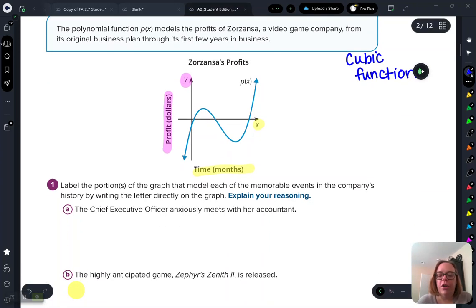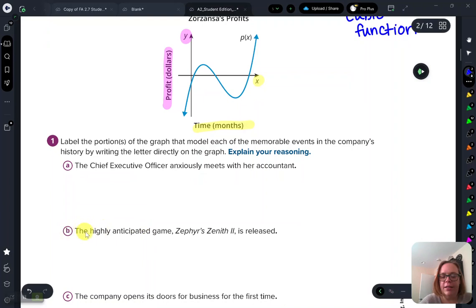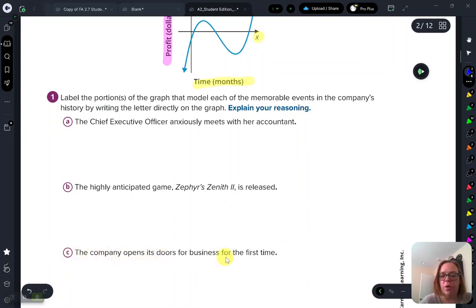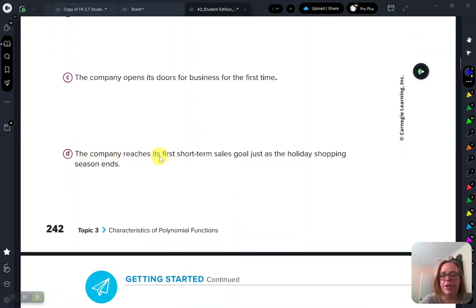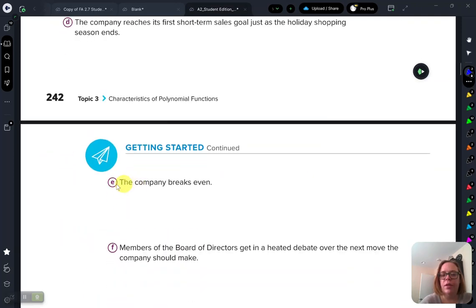The first event here is the chief executive officer anxiously meets with her accountant. Let's just go through all of them, and then we'll think about where they go. B is the highly anticipated game Zephyr Zenith II is released. The company opens its doors to business for the first time. The company reaches its first short-term sales goal just as the holiday shopping season ends. The company breaks even.